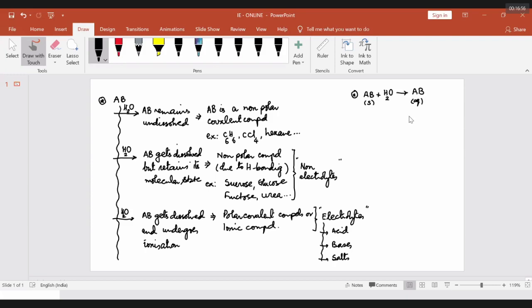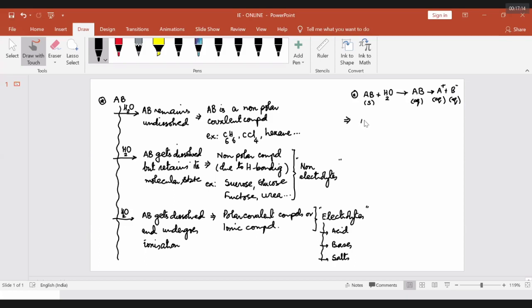It's a process which takes place. And after that, what happens? Now we have A plus and B minus. Actually, there are two steps here. One step is called dissolution. Second step is called ionization. But what we do, we don't write this one.